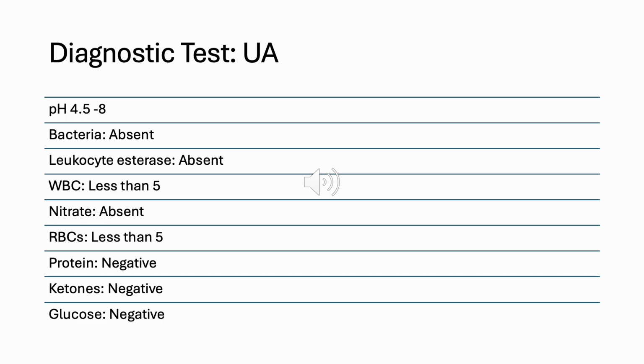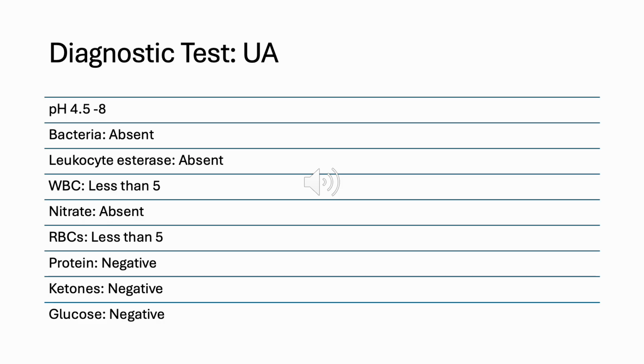WBCs should be less than 5. Nitrates should be absent. Nitrates are secreted from E. coli, so that definitely means you probably have an infection, right? RBC should be less than 5. If the urine is bloody or rusty or has more RBCs, the patient might have a problem with their glomerulus. Protein should be negative, ketones should be negative, and glucose should be negative.